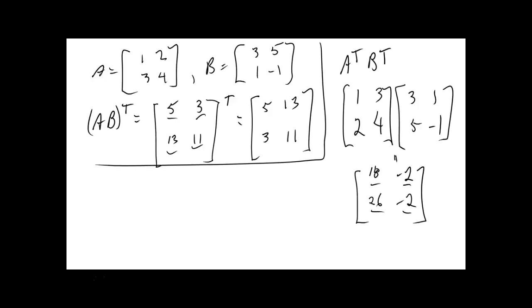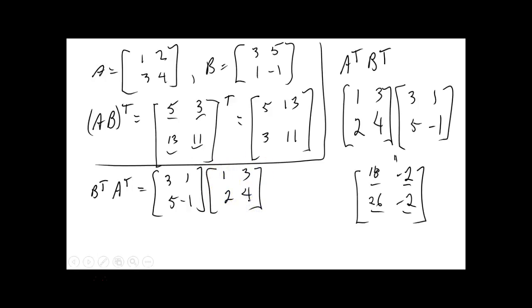So, those don't look anything like each other. But then they say do this. Do B transpose times A transpose. Now, we've already written what those are, but just put them in that order. 3, 1, 5, negative 1 times 1, 3, 2, 4. Okay? Now, let's multiply those. What size is that going to be? 2 by 2 again. We're stuck there, aren't we? So, let's see what we get.